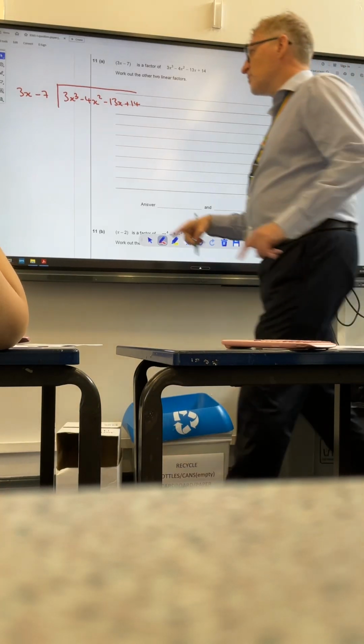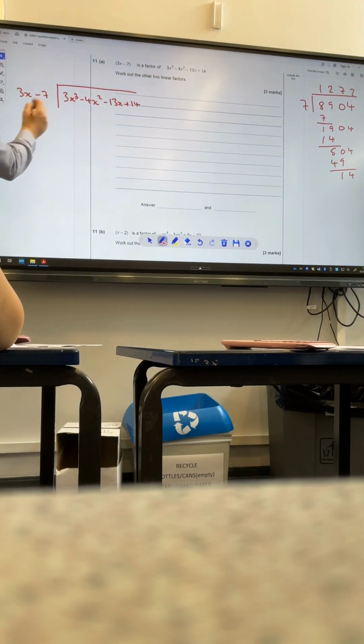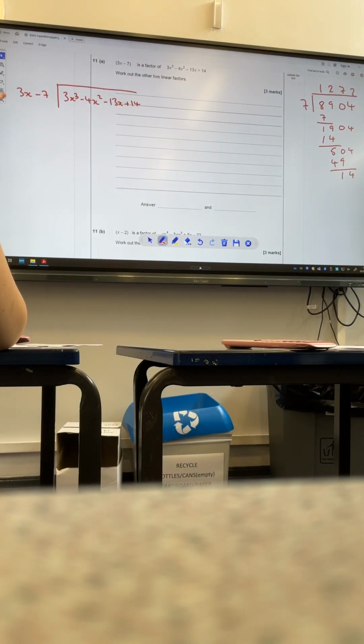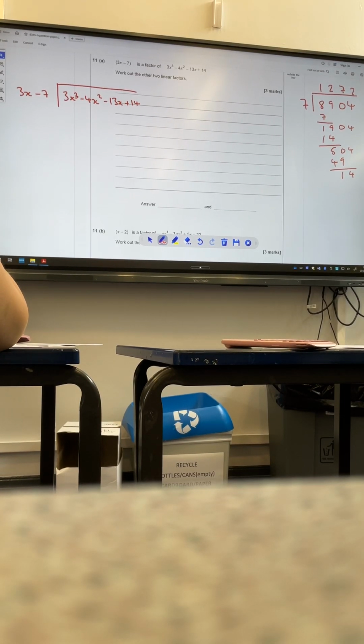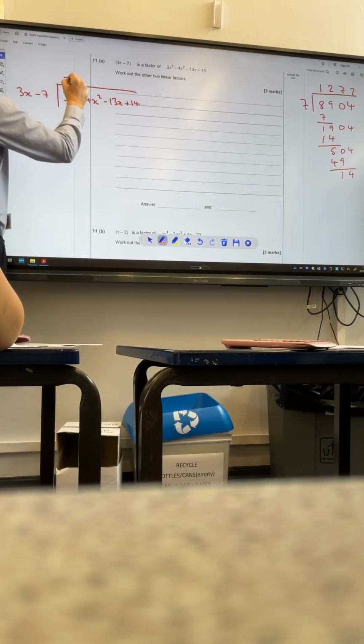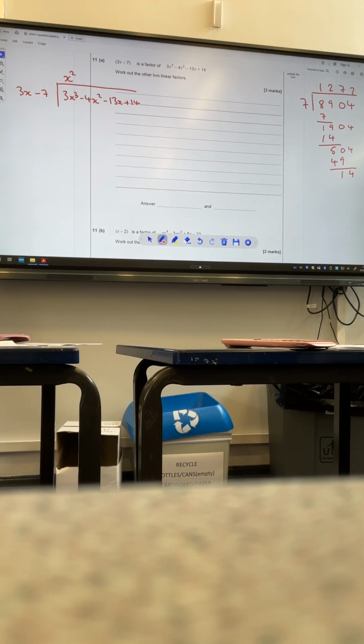Now, how does this work with this? Well, you've got more than one term. So what you do is you take the main term, the highest power, basically, and you go 3x into 3x cubed. x squared, because 3x times x squared makes 3x cubed. So it goes in x squared times. So that's your first step. You go that into that.